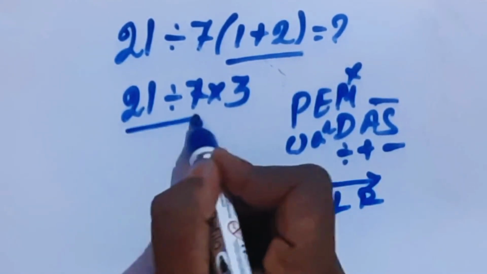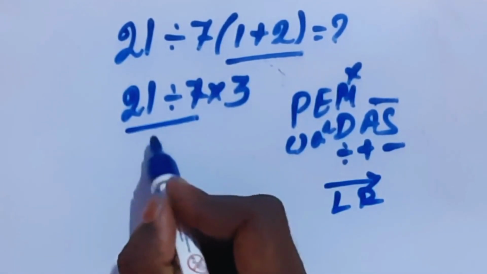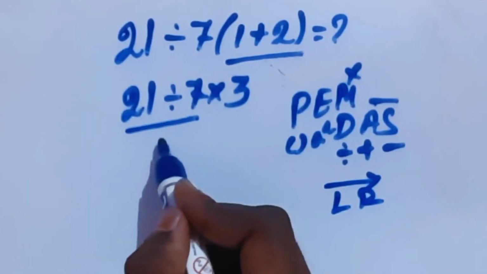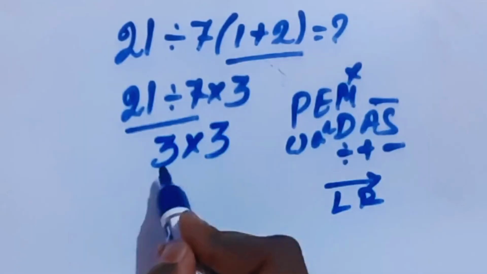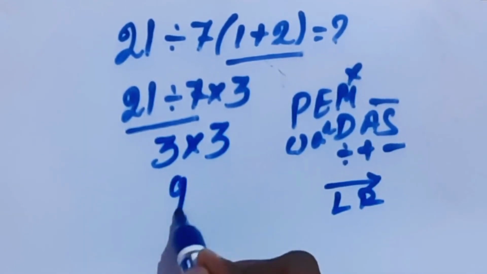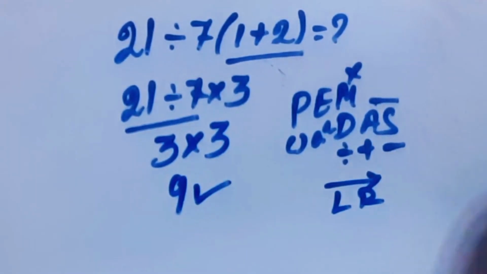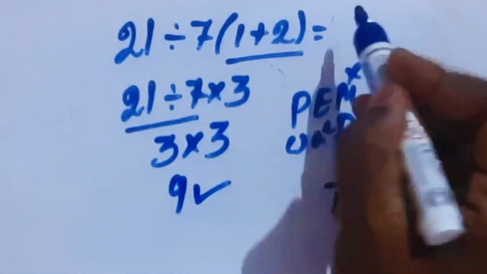So left to right is this one. So 21 divided by 7 is 3, times this 3. Now 3 times 3 is 9. 9 is the correct answer. So 9.